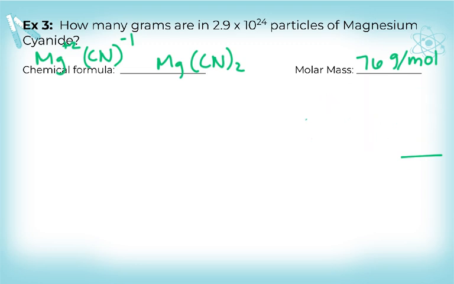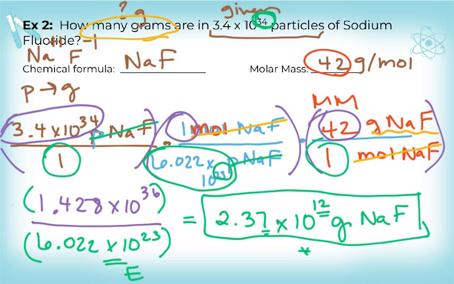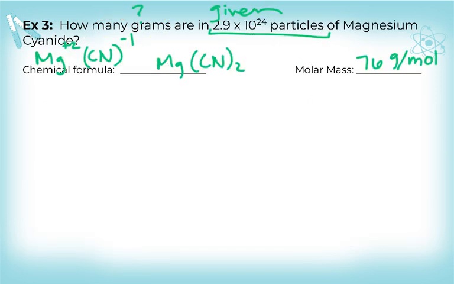All right, so we've done one like this before. Now we're looking for how many grams are in this many particles of magnesium cyanide. So this is our given. This is going to have the exact same setup as our previous problem, except we're going to have a different molar mass and a different starting value. So once we get the hang of it, you'll see we kind of have two different setups, and the things that are changing are our starting value and our molar mass. So we're given 2.9 times 10 to the 24th particles of magnesium cyanide.